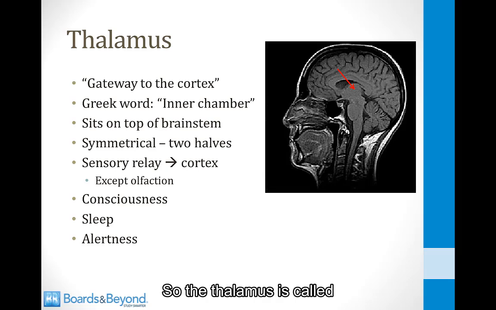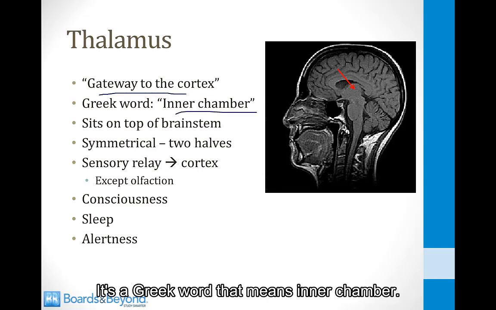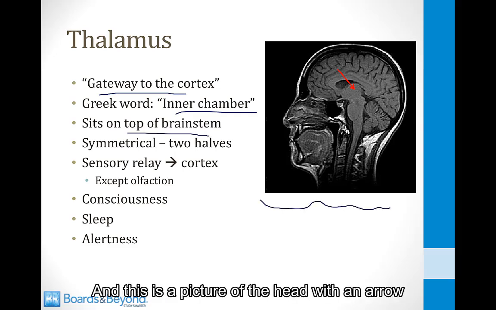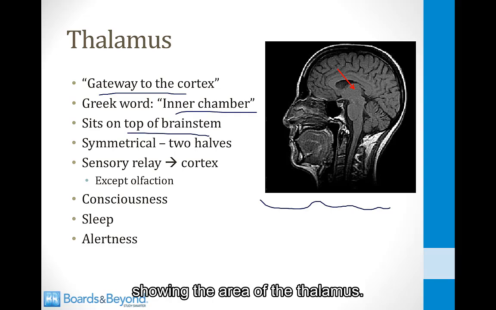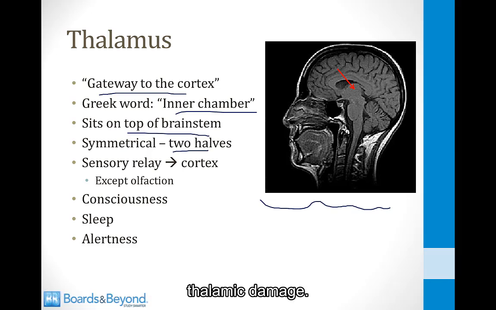So the thalamus is called the gateway to the cortex sometimes because all the sensory information goes through it to get to the brain. It's a Greek word that means inner chamber, and it sits right on top of the brainstem, and this is an MRI picture of the head with an arrow showing the area of the thalamus. It's symmetrical, so there are two halves, and you can have right-sided thalamic damage or left-sided thalamic damage.